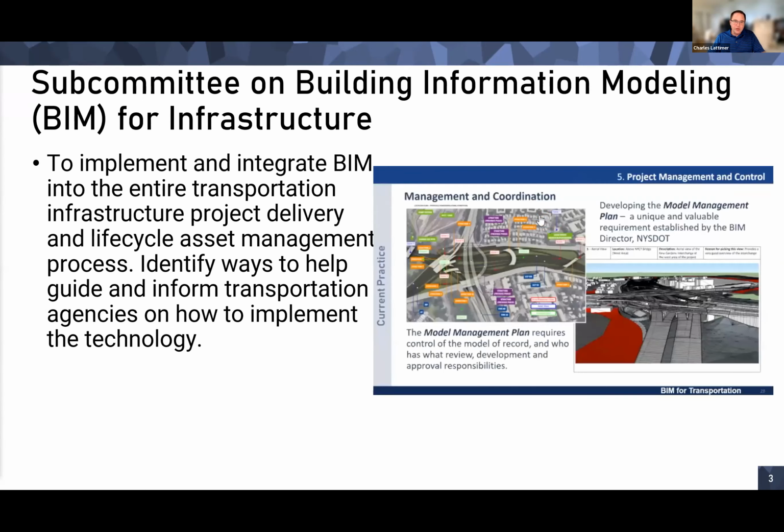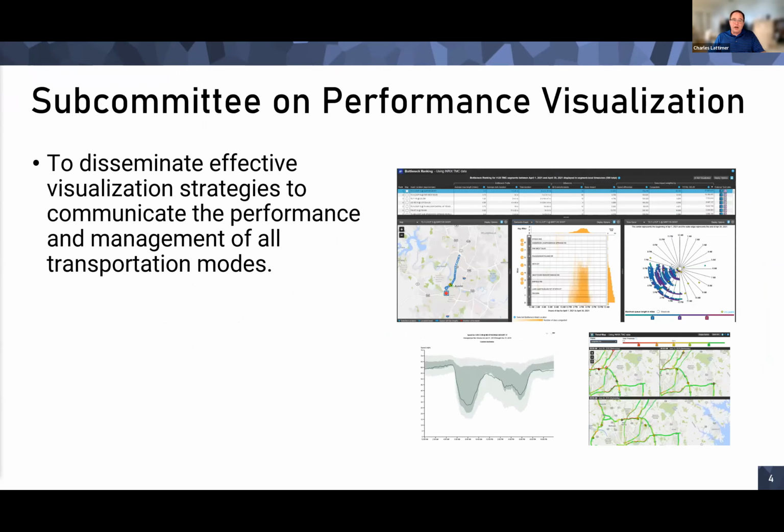So our committee has 3 main areas of focus, each of which has its own subcommittee. And asset management has a home in really all 3 in different respects. So our first subcommittee is BIM for infrastructure, building information modeling for infrastructure. So a goal for many of us is a design and construction process that results in digital twins and digital as-builts that can be used and maintained for asset management purposes. The BIM for Infrastructure subcommittee helps to identify ways to guide and inform transportation agencies on how to implement this technology.